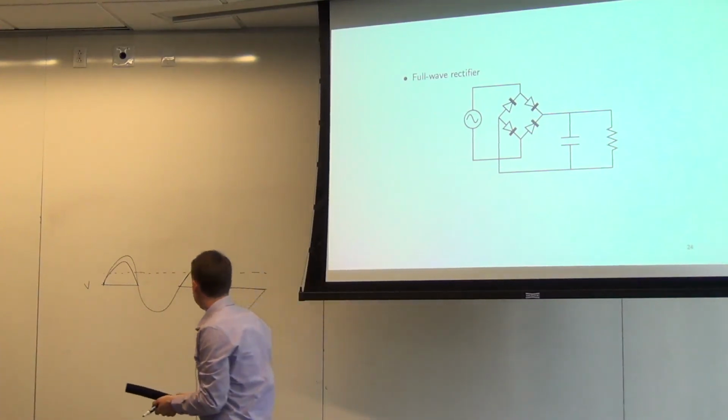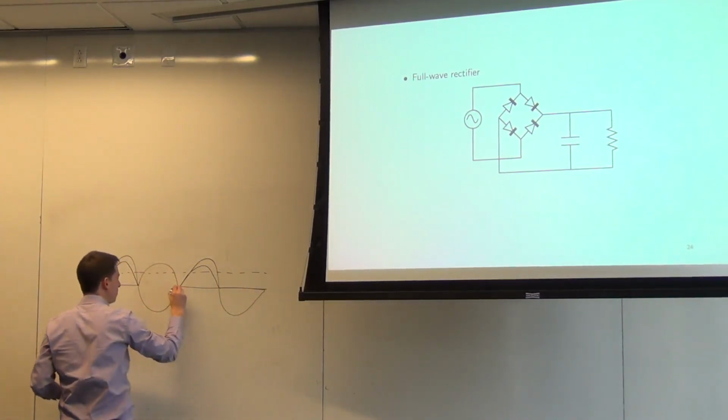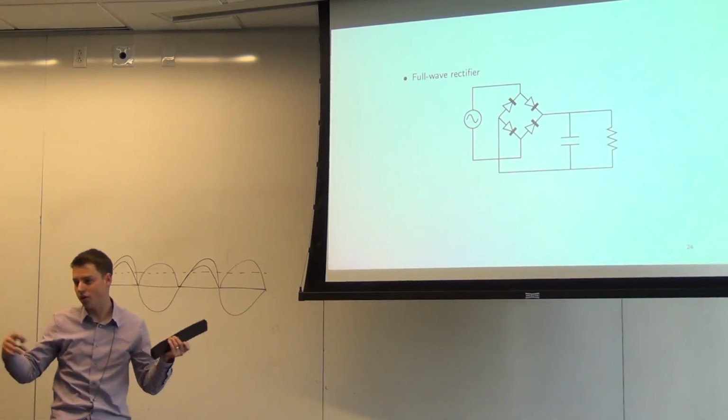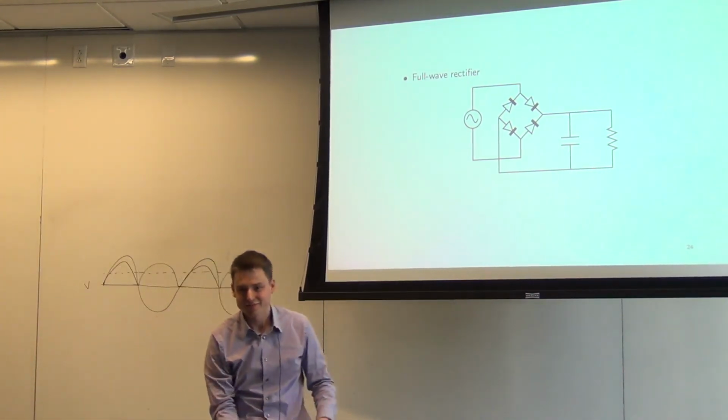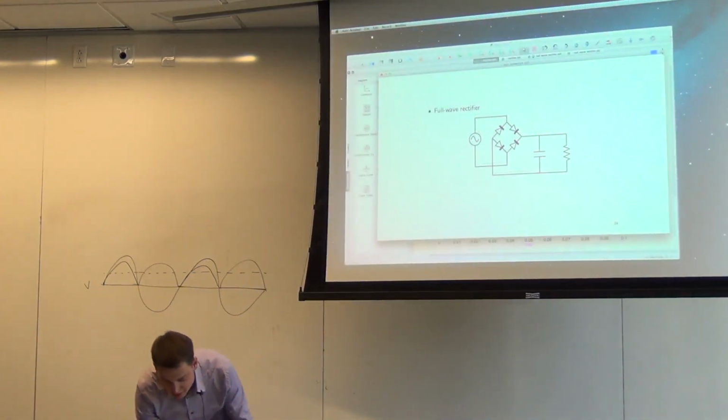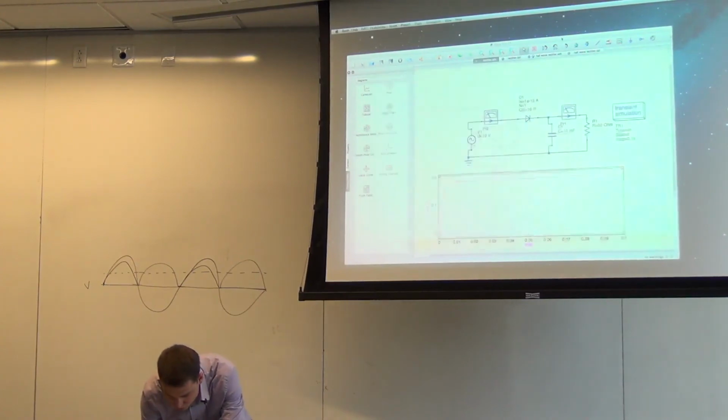And so the current will look like this. It'll look like these two bumps here. And this is kind of nicer because now we're using all the available current and voltage in some sense. And the diagram is exactly what you saw in the little plot there.